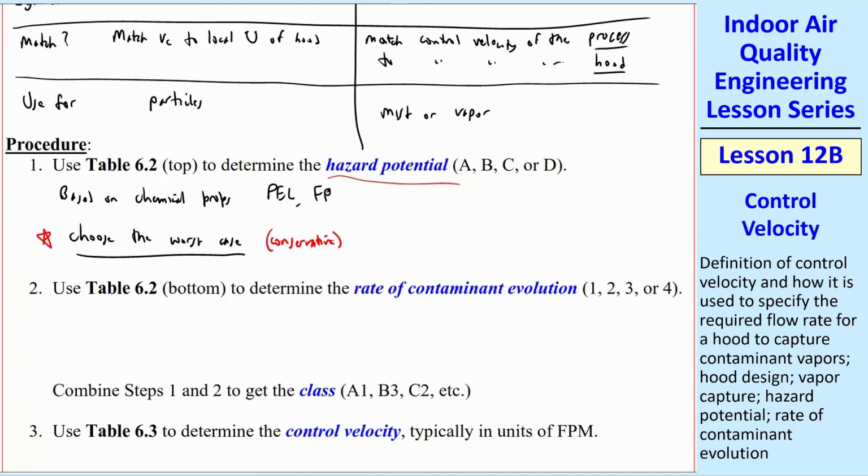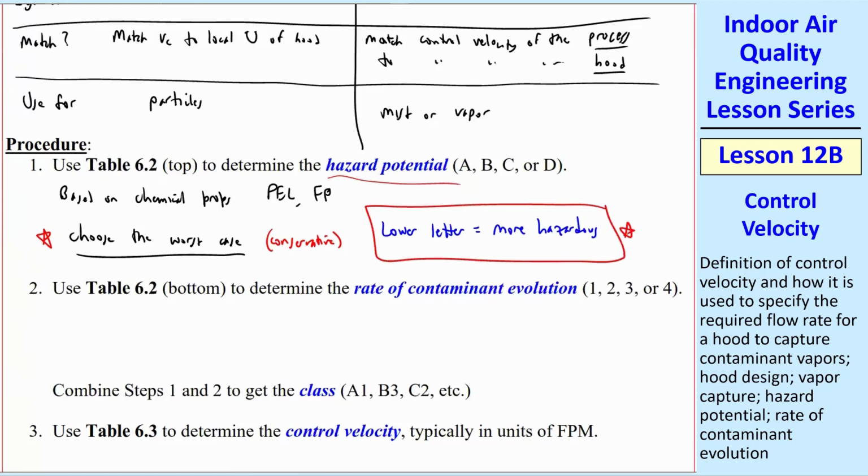I'd rather suck out too much air than not enough air, so we choose the worst case, and it turns out that the lower letter equals more hazardous. If you have something with a very low PEL, that will have a low letter like A or B. If it's a very high PEL, we're not as concerned about it, then you might have a C or a D. If you have conflicting values depending on PEL or flash point, etc., you would pick the lower letter. So always choose the worst case, which is the lower letter.